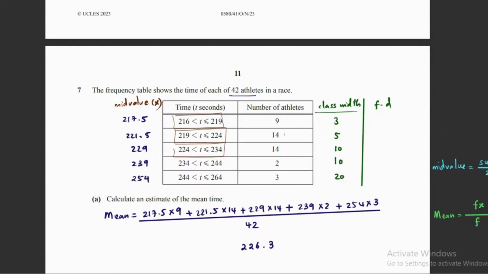Now, it's very important that we know the frequency density to draw the frequency histogram. The frequency is the number of athletes, and that column has to be divided by the class width. That means this 9 has to be divided by 3. We end up getting a 3, that is the frequency density. 14 divided by 5 gives us 2.8. 14 divided by 10 is 1.4. Then 2 divided by 10, which is 0.2. Then 3 divided by 20, which is 0.15. So for each one of these, we have calculated the frequency density.